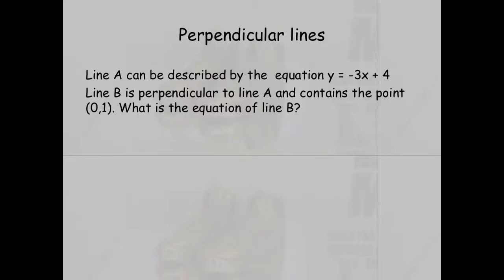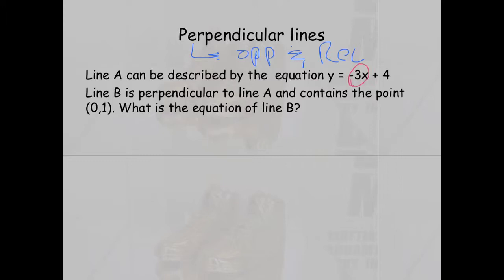So line A, again, is y equals negative 3x plus 4, while line B is perpendicular to line A and contains point (0, 1). Parallel lines from the problem before have the same slope. Perpendicular lines do not have the same slope. They are opposite in sign and reciprocal, which means we're going to flip.